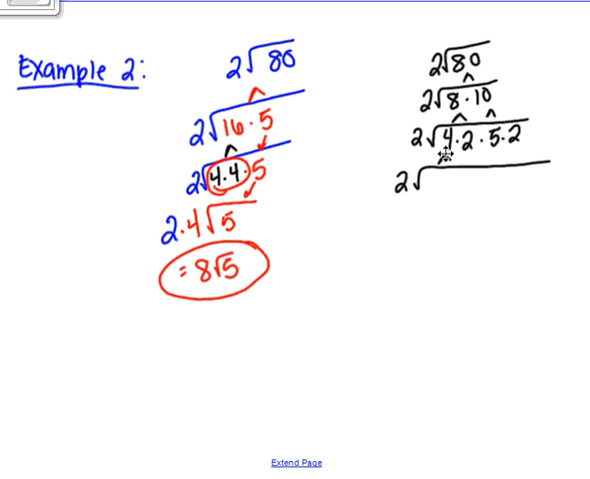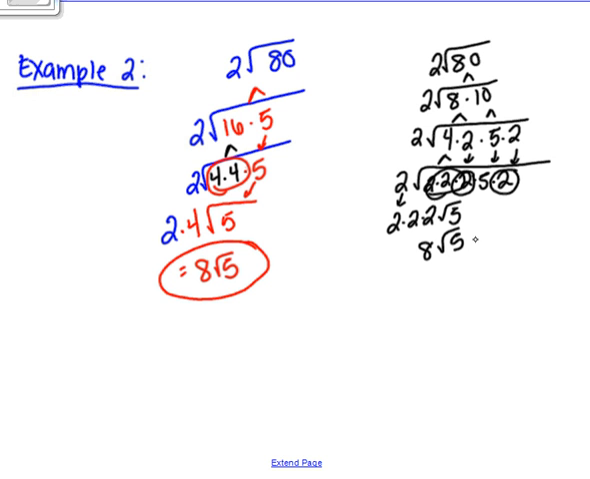4 breaks down into 2 times 2. 2 does not break down. 5 does not break down. And 2 does not break down. So now, I already had this 2 on the outside. This 2 is a couple, so it leaves. I have another couple of 2's, so they leave. 5 is left over. 2 times 2 times 2 is 8, square root of 5.